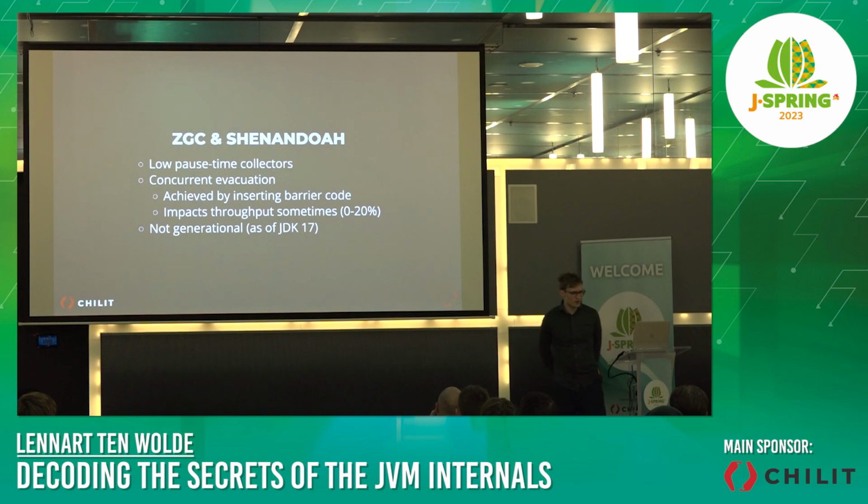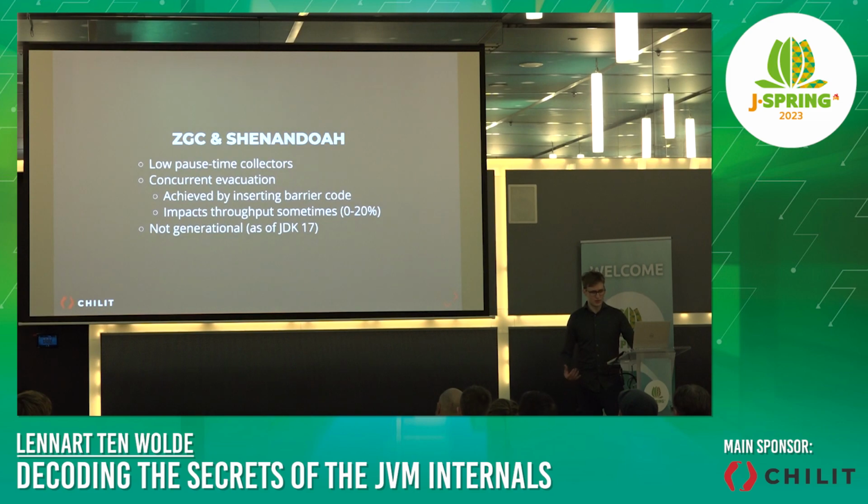And running the evacuation concurrently to the application is difficult because you cannot write data to an object that's being moved. So to make this work, they both work with inserting barrier code. This barrier code basically inserts extra bits of code that check, hey, is this object being moved? And if so, write to the correct location. This can further reduce the throughput. In practice, it often doesn't do that much. A lot of optimizations have been put in place, but in a worst case scenario, it can get to be somewhere between 0 and 20%, although you'll find, if you actually try it out, it's probably not going to be that large.